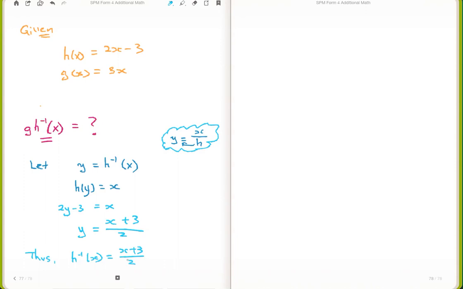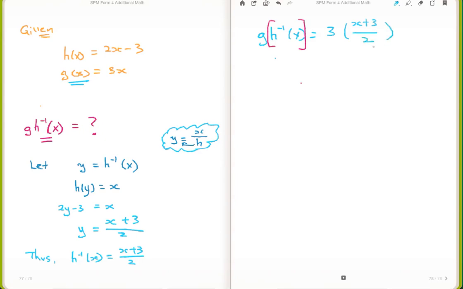Now, next, all you need to do is substitute the inverse of h into the g. So this is my g. So therefore, g of h inverse of x will be, I substitute every x of g with h inverse of x. So my g is 3 times my h inverse, which is x plus 3 over 2. That will be 3x plus 9 over 2. That will be the answer. Right?